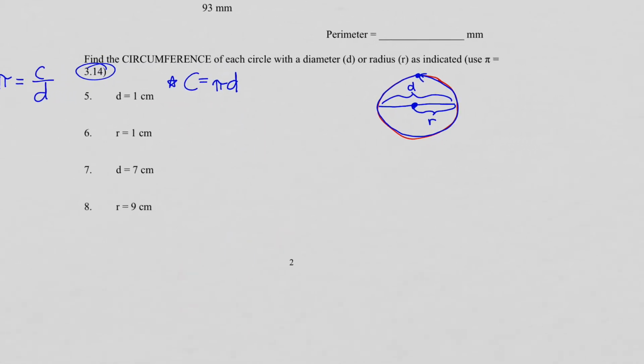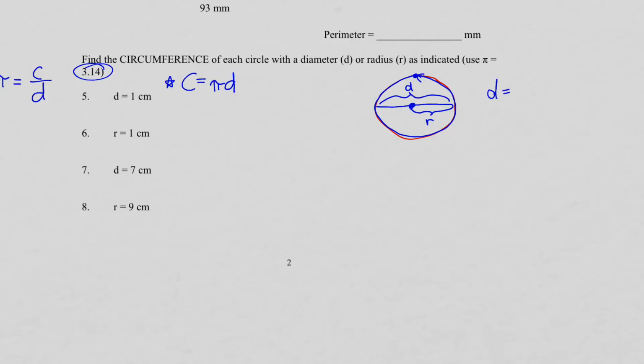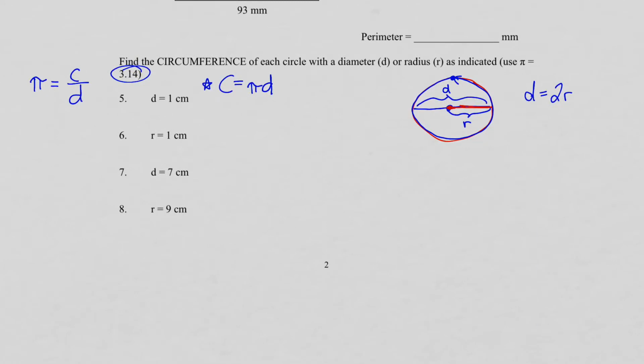But we also know that the diameter is actually equal to 2 radii. The radius here is from the center to the edge, and the diameter obviously is 2 of those. So you double the radius. So we can actually rewrite this and replace the diameter with 2r, so it would be 2 pi r. So either one of those would work, and it depends on what you get.